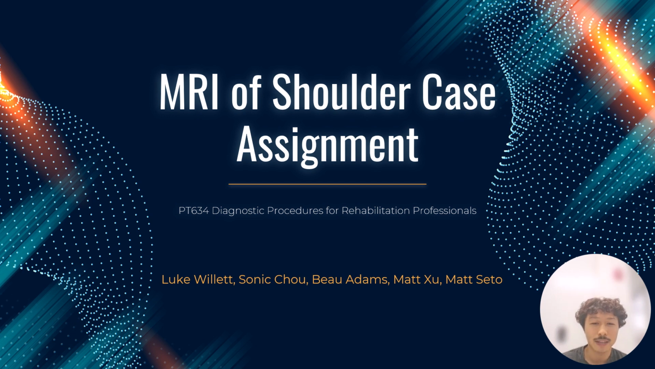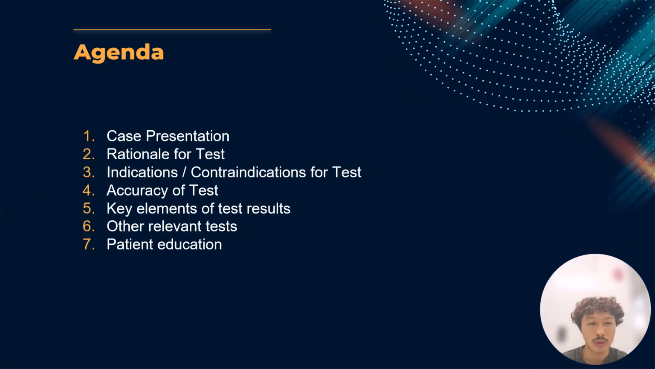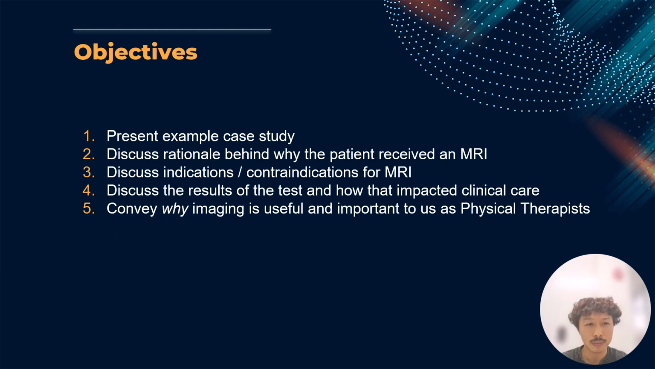My name is Matt S, and today, along with my group of Luke, Sonic, Beau, and Matt X, we're going to be going through an MRI of a shoulder case assignment. In terms of our agenda, we're going to go through multiple components such as the case presentation, the rationale for the test, indications/contraindications for the test, accuracy of the test, key elements of test results, other relevant tests, and patient education.